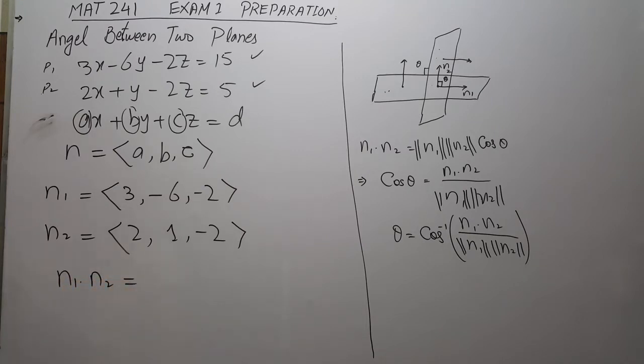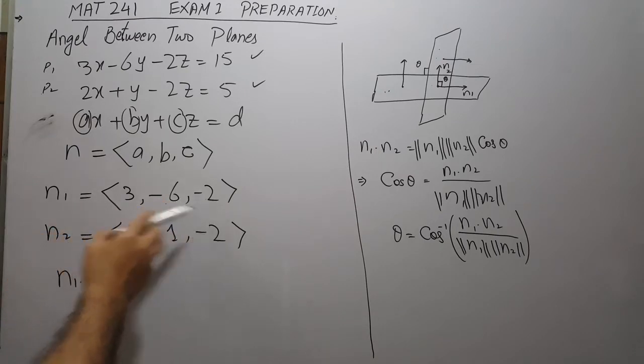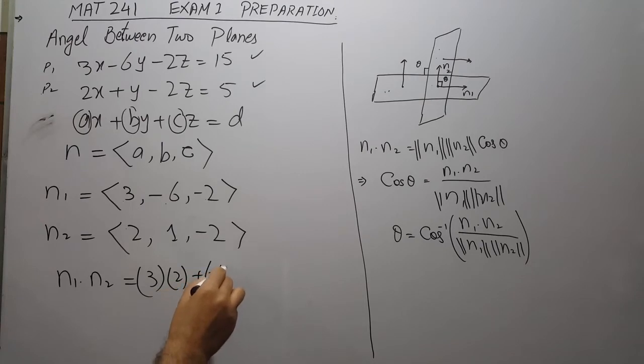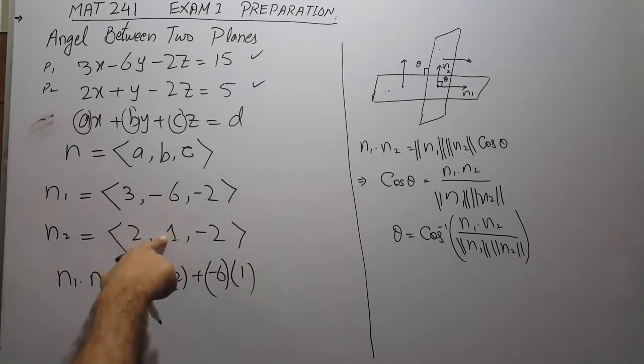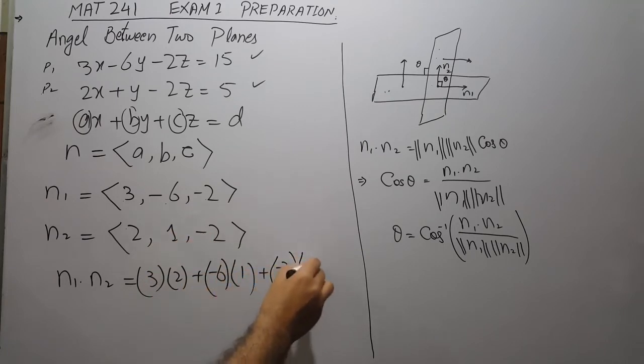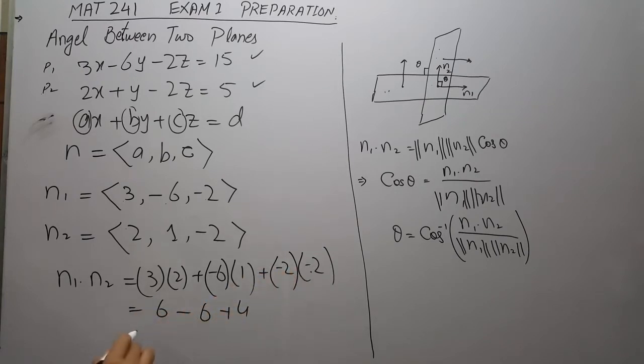Now you have to find out their dot product, n1 dot n2. In the dot product, we just multiply the corresponding entries and add them. So 3 into 2 plus minus 6 into 1 plus minus 2 into minus 2. That gives us 6, that gives us minus 6, and that's minus minus plus 4. So the dot product n1 dot n2 is 4.